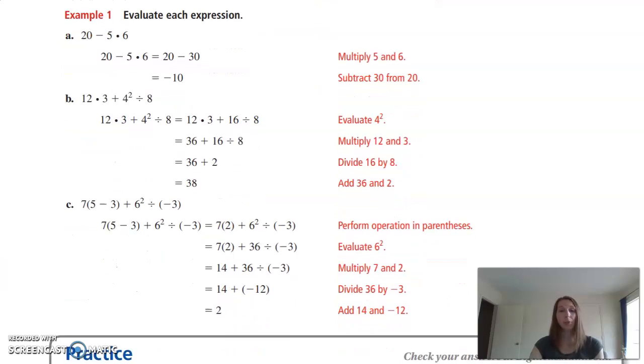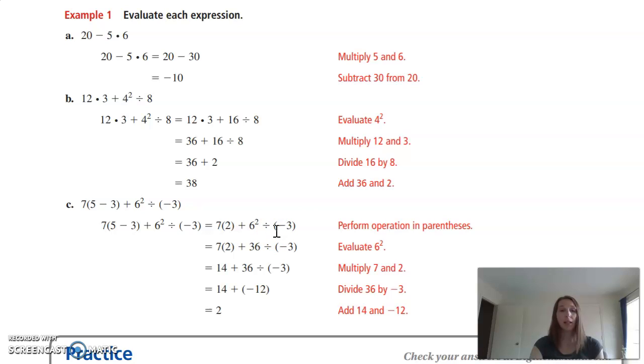Okay, and the last example that is given is C, which is 7 times (5 minus 3) plus 6 squared divided by (negative 3). Now there's parentheses around that negative 3, but that's to indicate that it's negative 3, not subtract 3. Okay. So we do have parentheses first. We need to complete what's inside the parentheses first. So here we have 5 minus 3, which is 2.